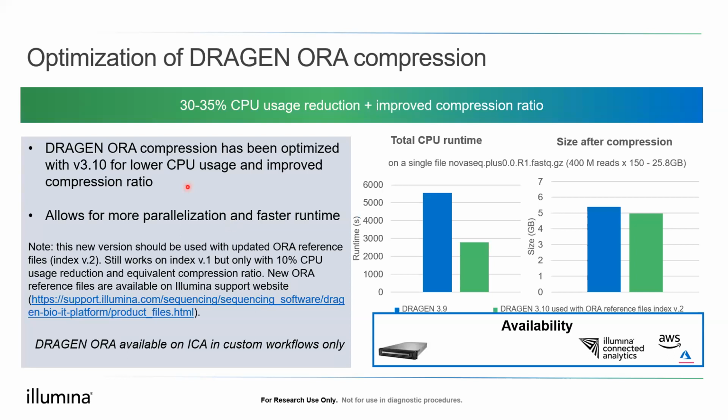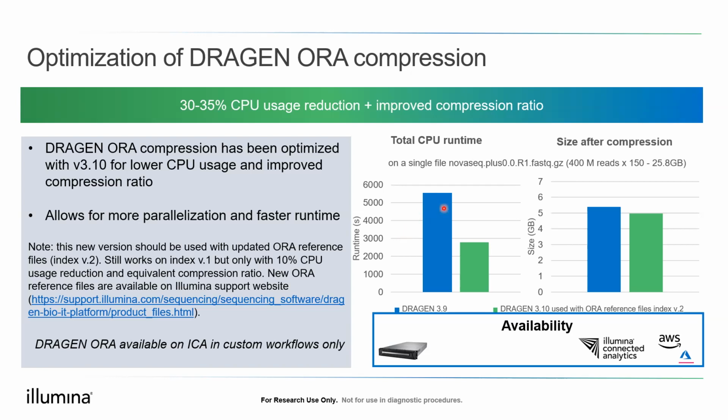So let's talk about the optimization. In this release, we have a 30 to 35% CPU usage reduction. In addition to that, we also have improved compression ratio. What we are showing here is the total CPU time to compress a NovaSeq file, which is about 400 million reads at 150 base pair read lengths. The size is about 26 gigabytes.